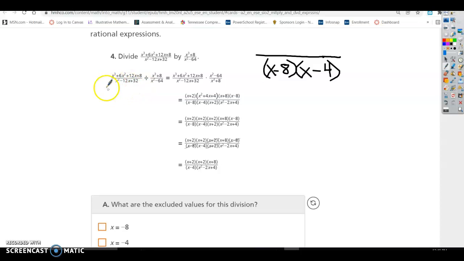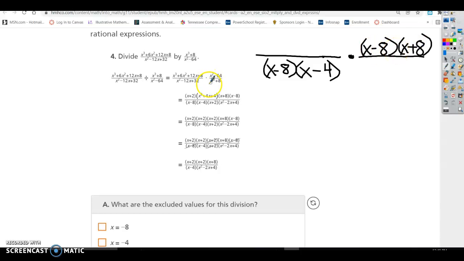So now we factored the denominator here, and we're going to multiply by the reciprocal of this term here. So we've got x squared minus 64. We know that that's a difference of squares. So I'm going to have x plus 8 and x minus 8. And again, the order does not matter.